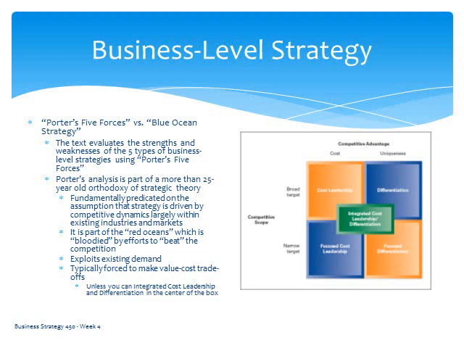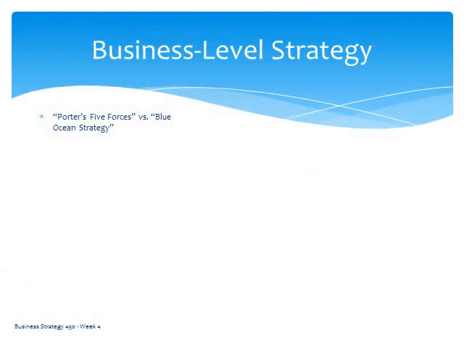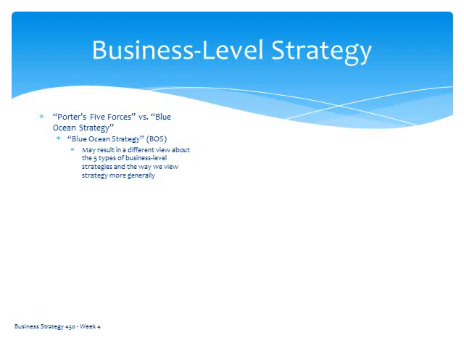But as I said in the risks, the view in traditional strategic orthodoxy is that you risk being sort of an also-ran in all of the other 4 boxes, that you're neither differentiating on the basis of cost nor differentiation and innovation. And this is where the red oceans meet the blue oceans. Blue ocean strategy, what is it? It's something that may result in a different view about the 5 types of business level strategies and the way we view strategy more generally. And I think it's a very important add-on.